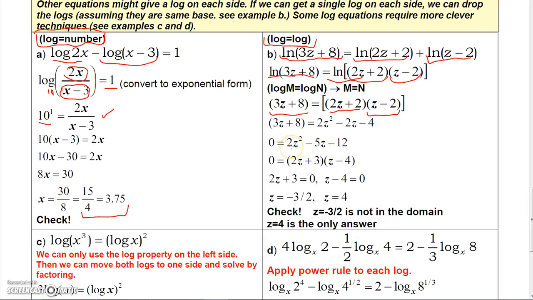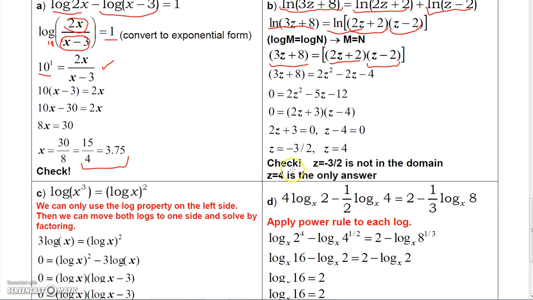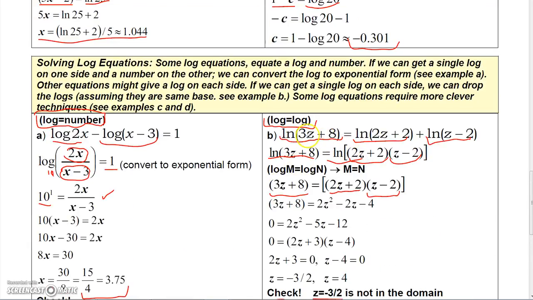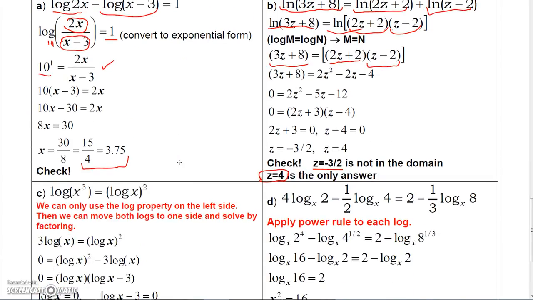Then I can solve this by factoring, so I get 2z plus 3 times z minus 4 equals 0. So 2z plus 3 equals 0, or z minus 4 equals 0, which means z equals negative 3 halves, or z equals 4. Now, the negative 3 halves will not work. The only answer is z equals 4. If you go back up here and plug negative 3 halves into each of these logs, you'll find that at least one of them will give you a negative for the argument. So that's why the negative 3 halves does not work.